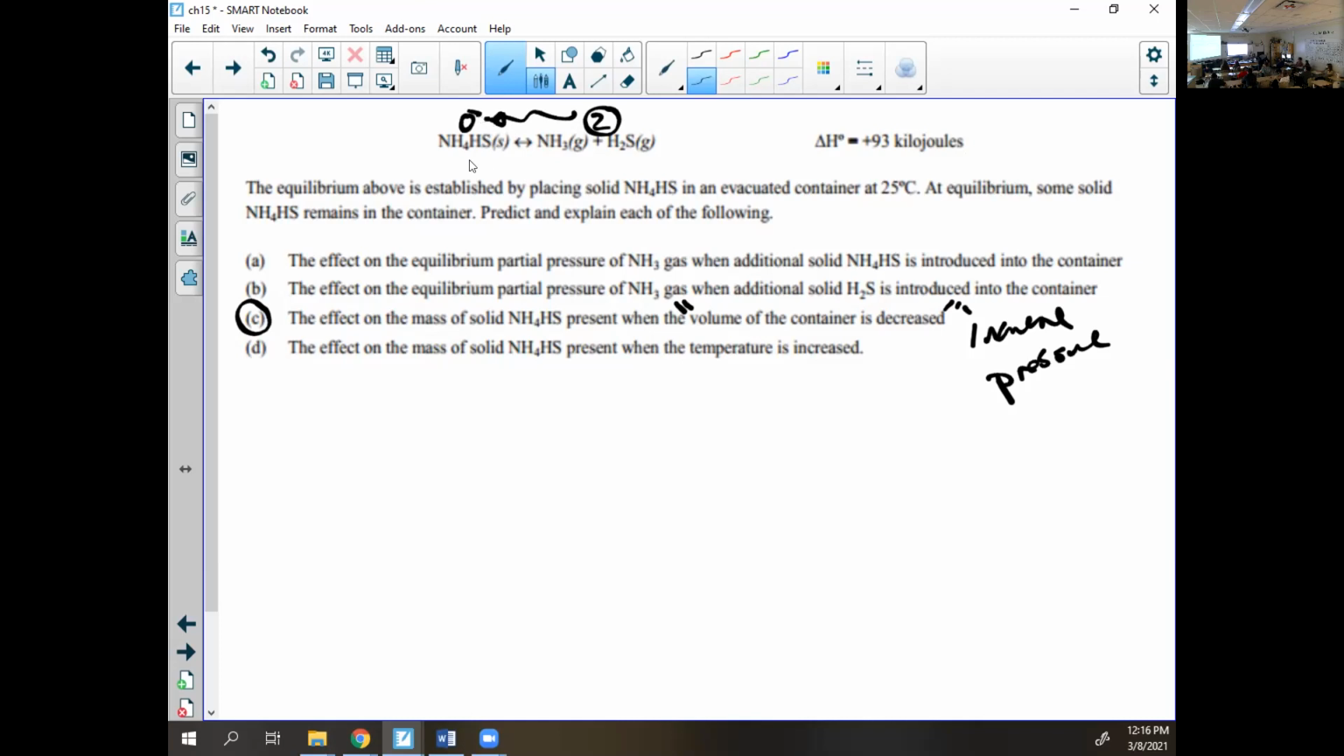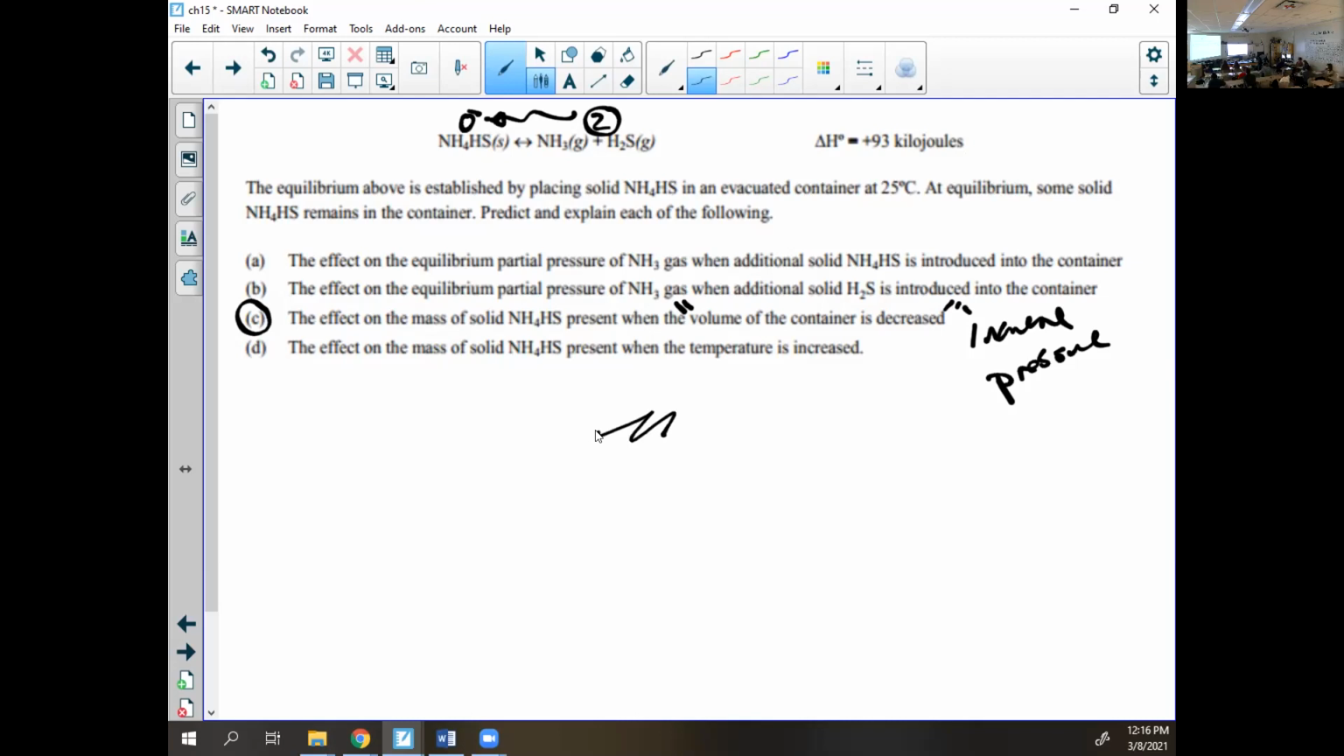Okay, it's just stuck right there. Imagine I circled it 3 times. So if I increase the pressure, I go to the side with a fewer number of gaseous moles. So the amount of NH4HS increases. If I have a gas and I pressurize it, I'm going to make more solid. Okay, I don't know if this is working at all. Oh, sort of. Okay, here we go.